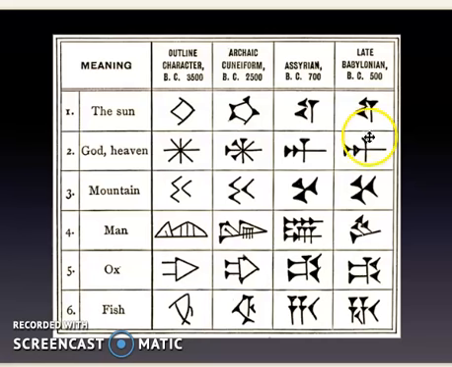If you were just looking at this, you wouldn't be able to say, oh, hey, that's a shape that looks like a mountain. Okay, so it's completely different.